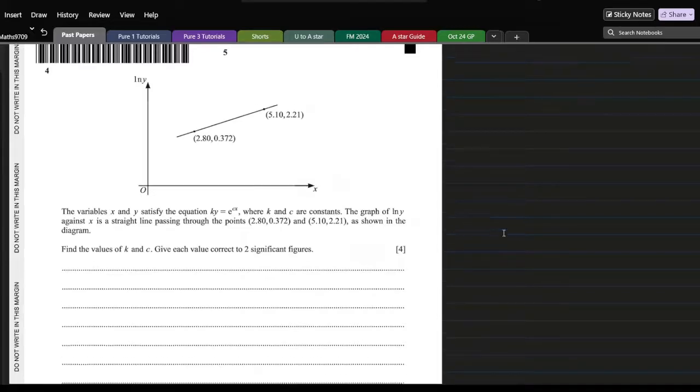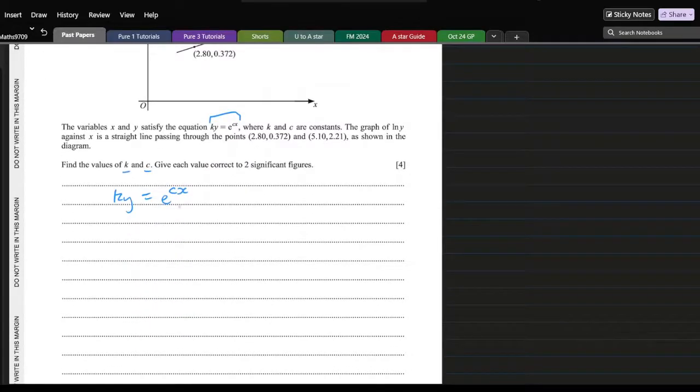So we've been given an equation here with multiple variables. So that's ky is equal to e to the cx. And we are required to reduce this to a linear form so that we can evaluate k and c. So to do that, we have to apply the natural logarithm on both sides. So that's ln ky is equal to ln e to the cx.